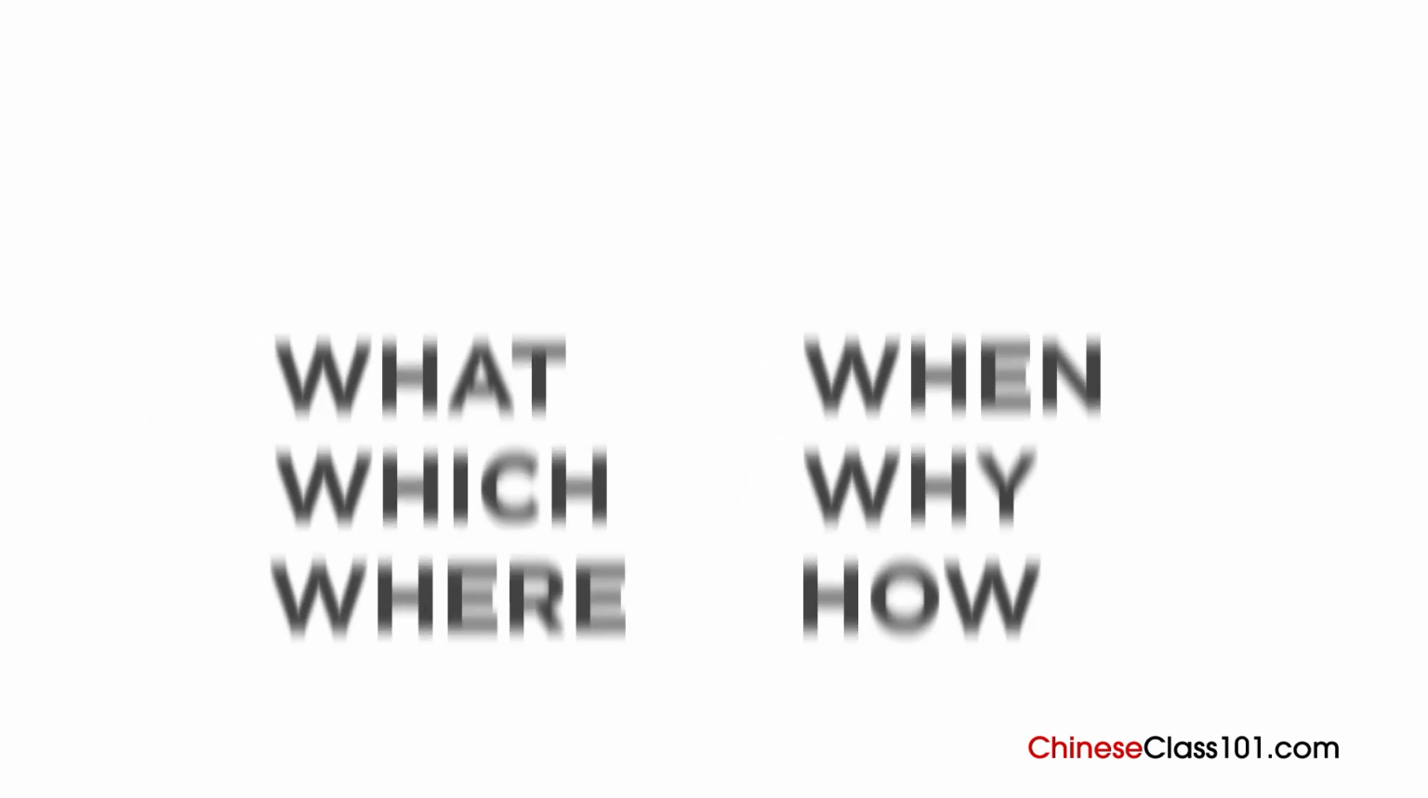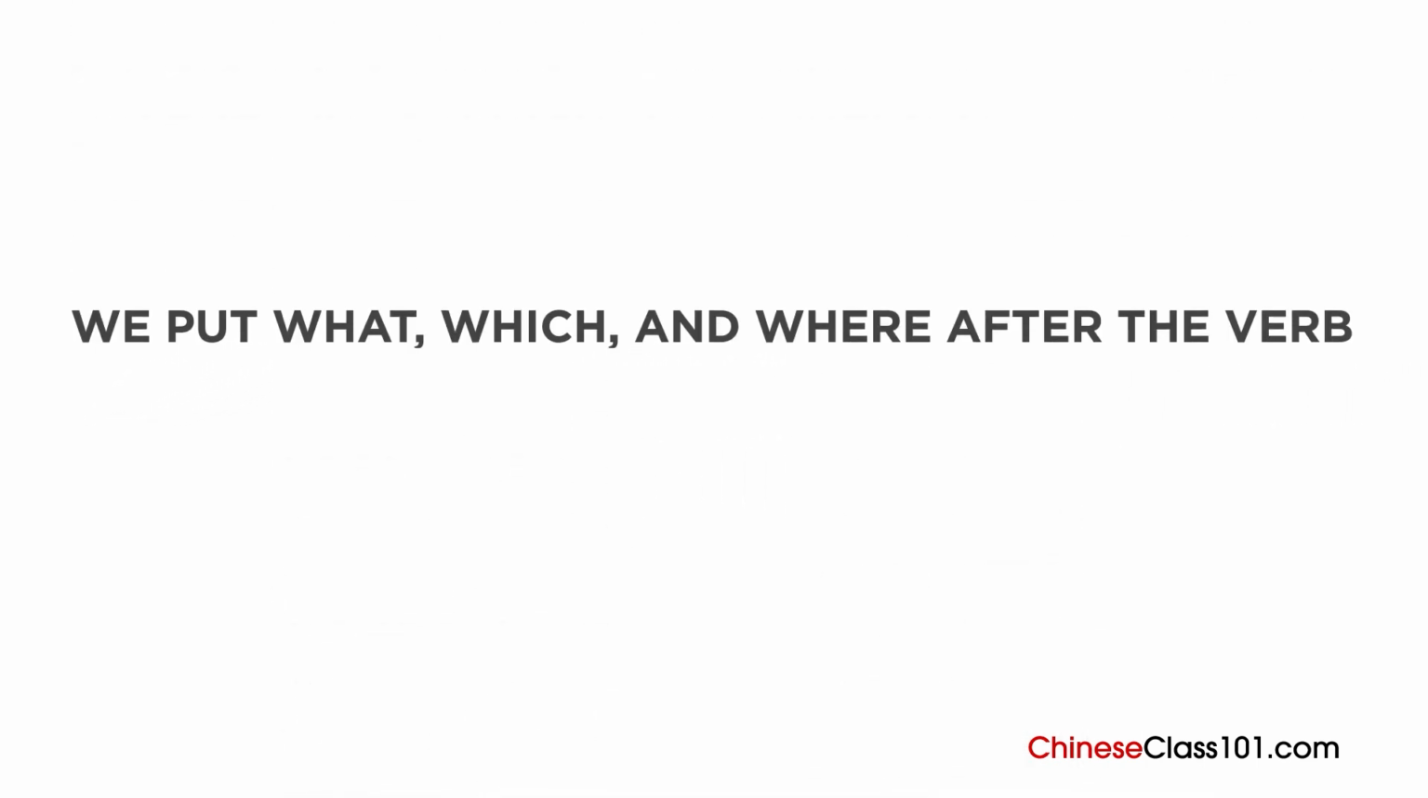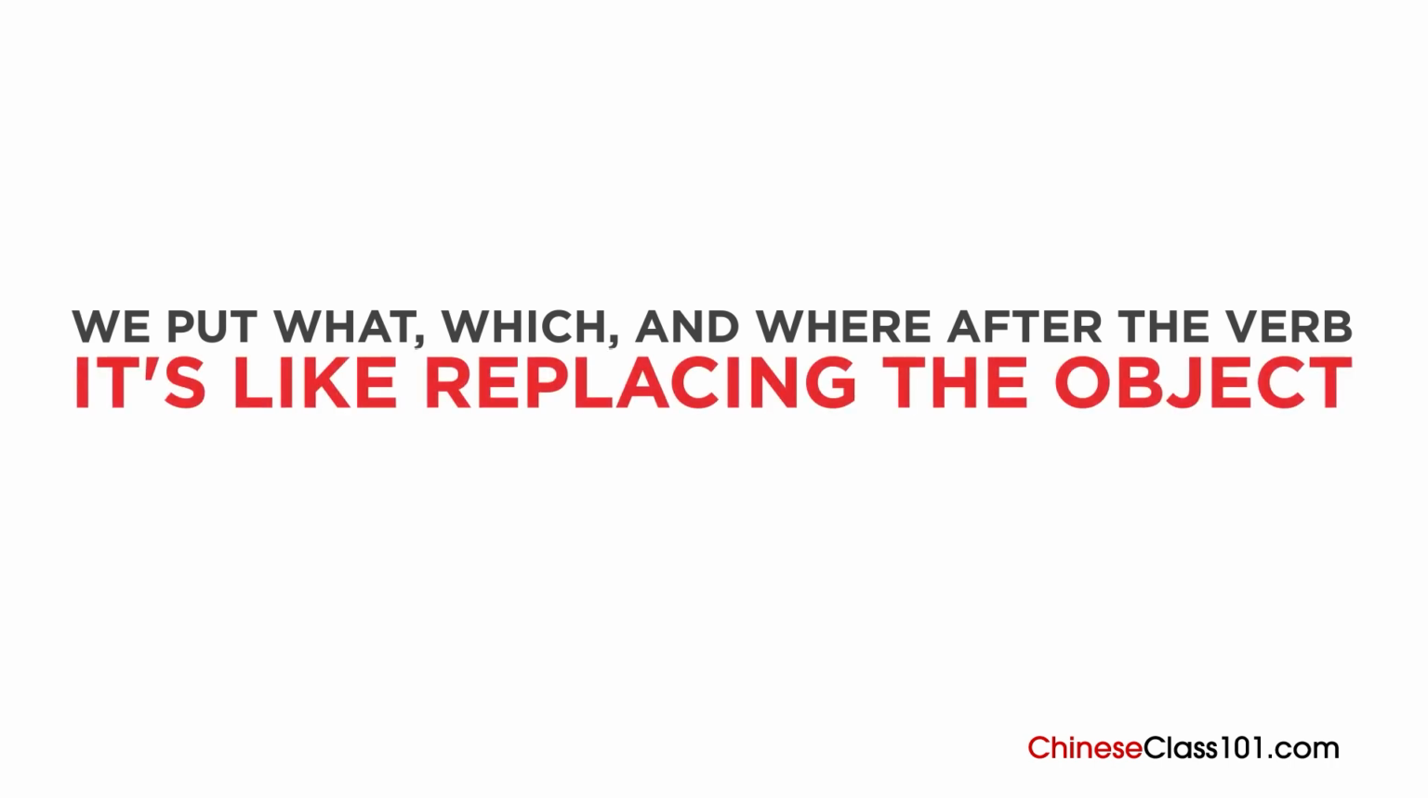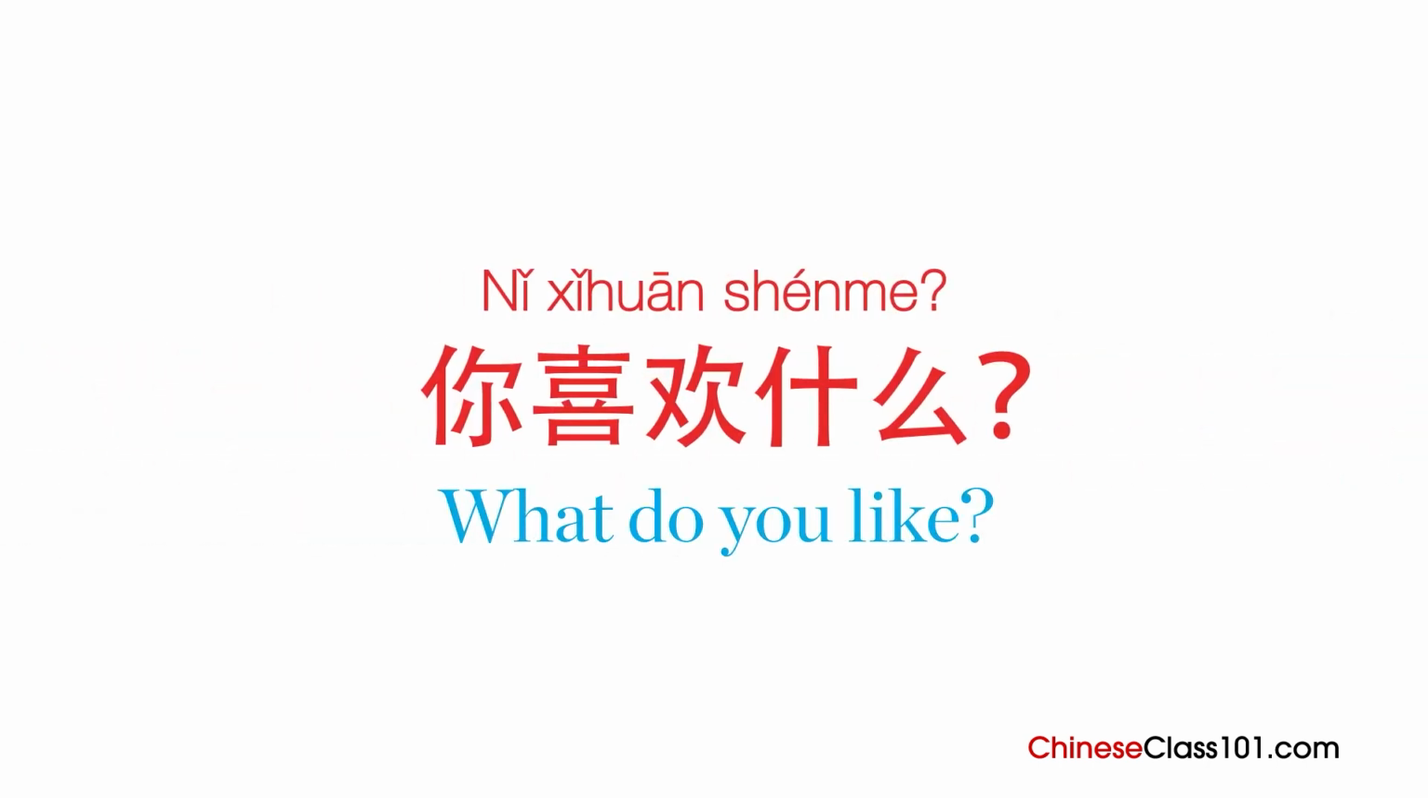Let's put the above question words into two groups. We put what, which, and where after the verb. It's like replacing the object with a question word. For example, what do you like? 你喜欢什么? 你, you, 喜欢, like, 什么, what?